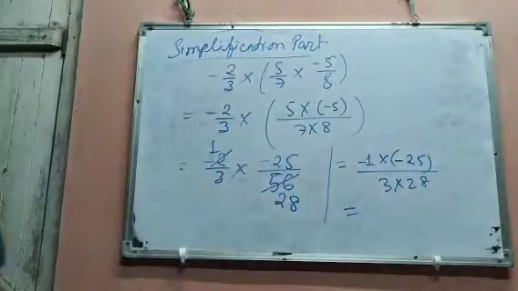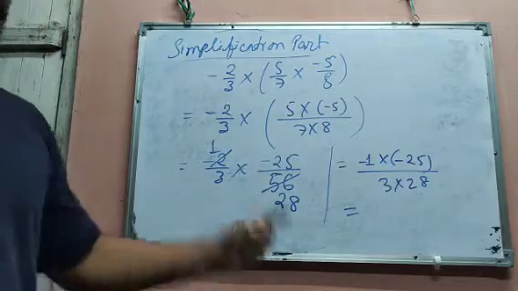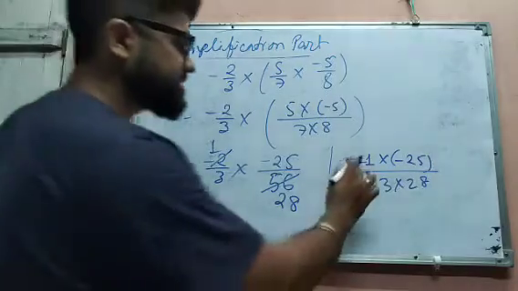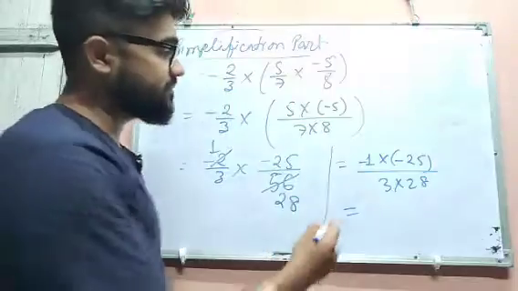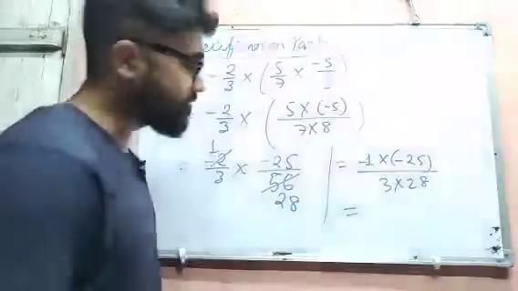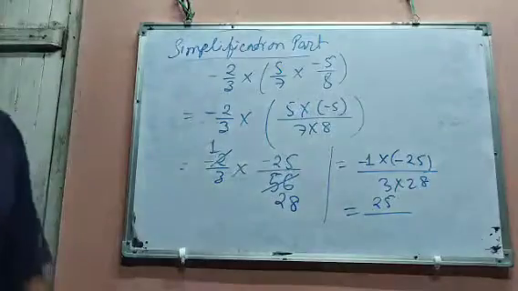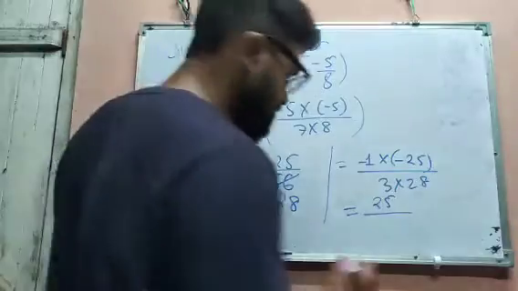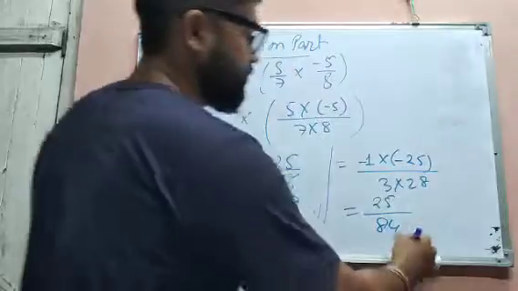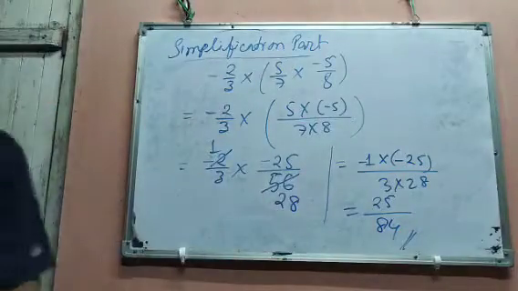Okay, so when you do this, you will get the answer like what? Minus minus. When we are multiplying minus and minus, the answer will be plus. So 25 and 28 into 3, this time the answer will be 84, which is our required answer.